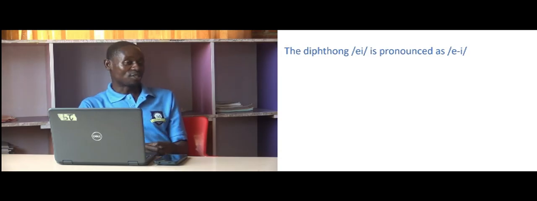We have also another spelling pattern, letter A followed by a consonant and then letter E.